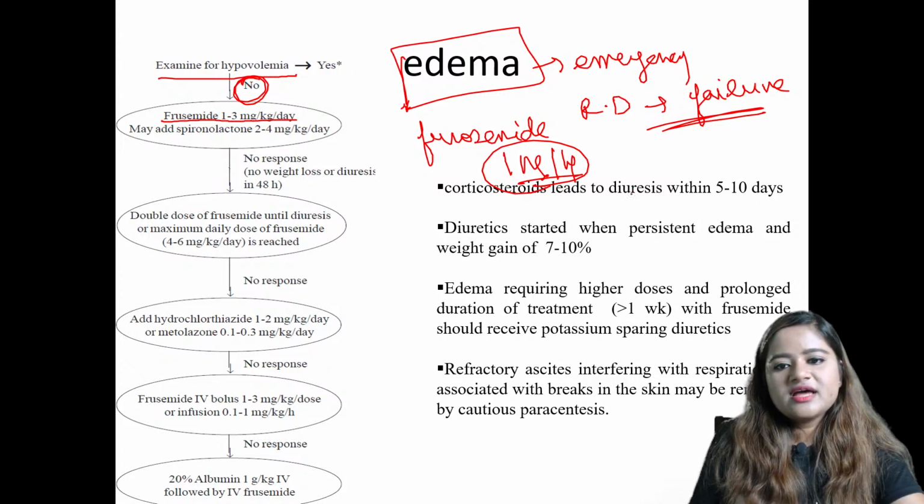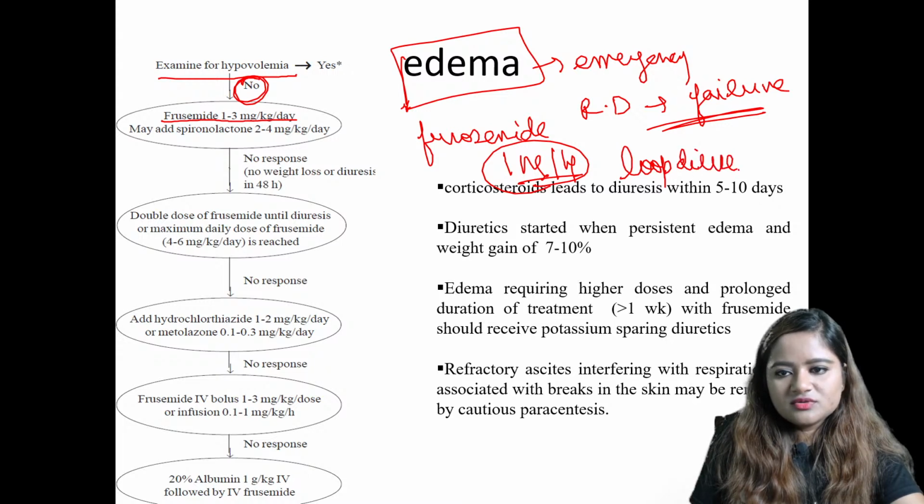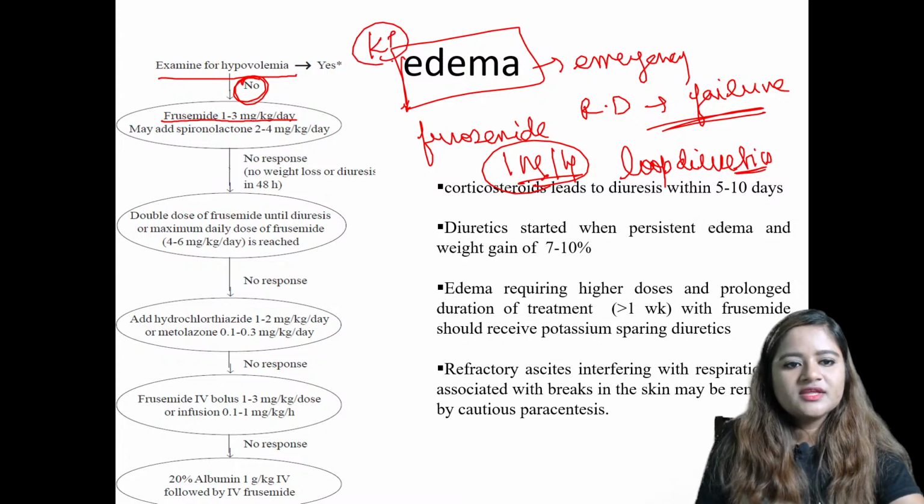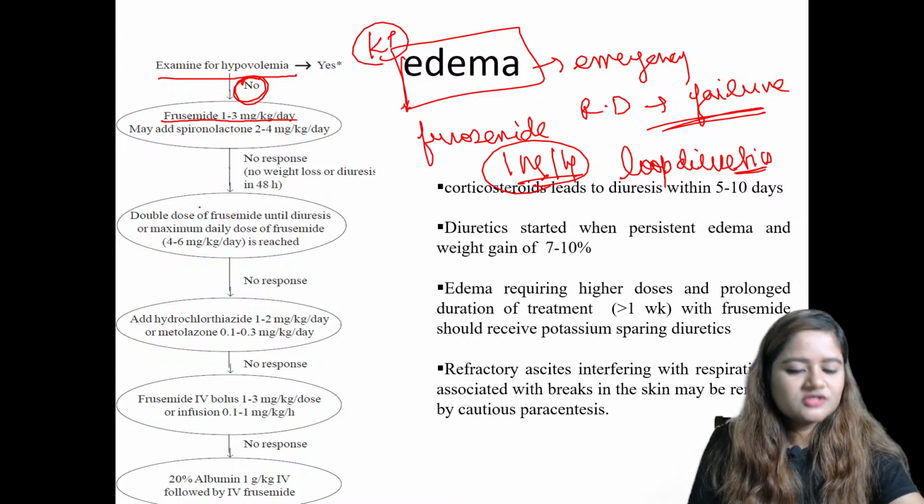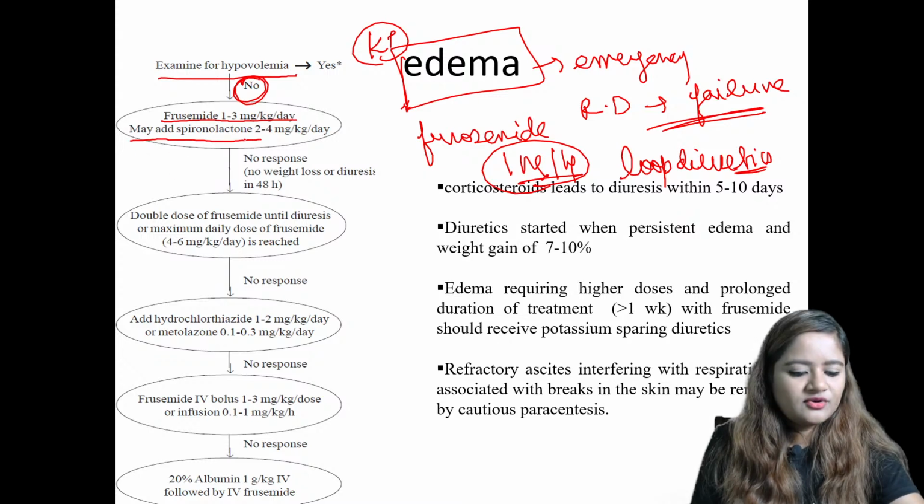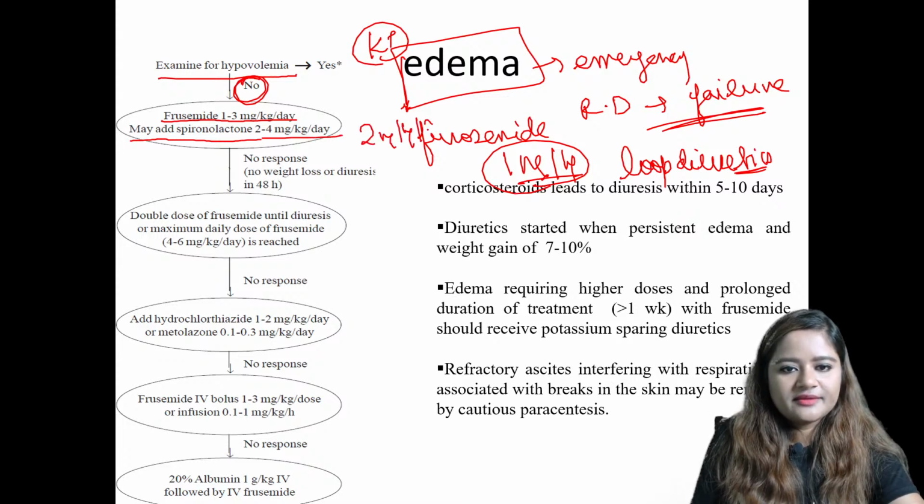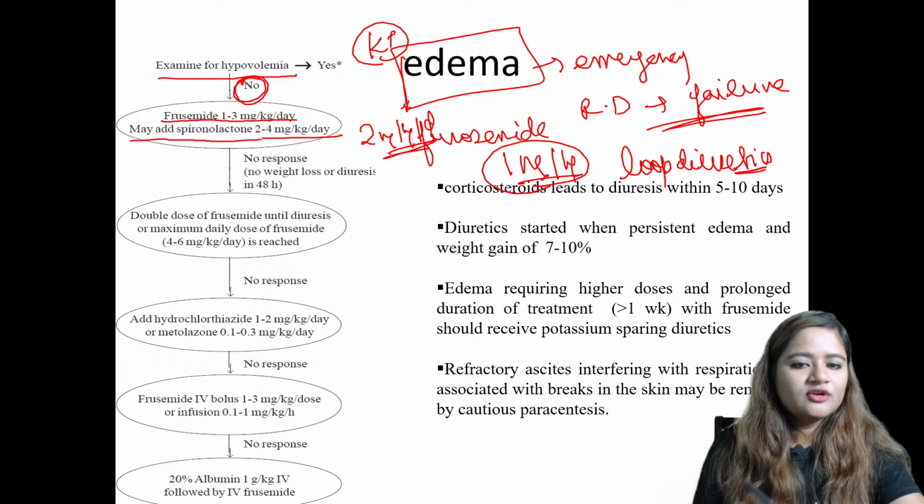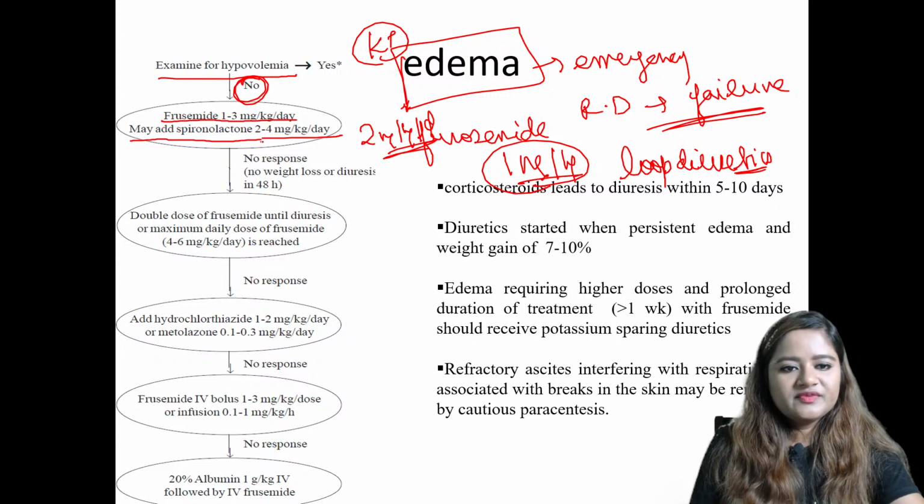Now because these are your loop diuretics, you must have read in your pharmacology also, they can lead to loss of potassium. So what do we have to do? To prevent another complication due to potassium loss, we have to add a potassium sparing diuretic, that is spironolactone. What is the dose of spironolactone? 2 mg per kg per day. Okay, first Lasix is given to clear out the fluid, and to prevent the loss of potassium, we add spironolactone to the management of edema.